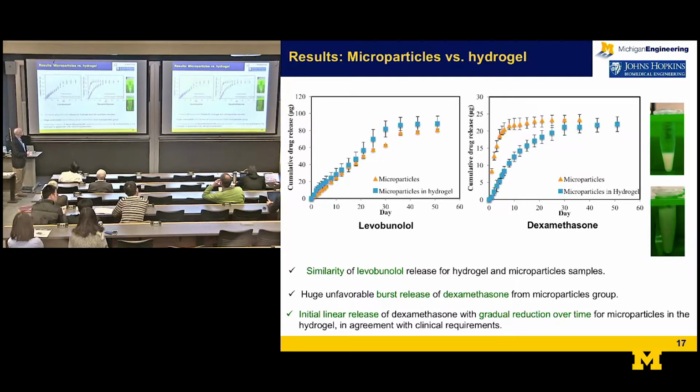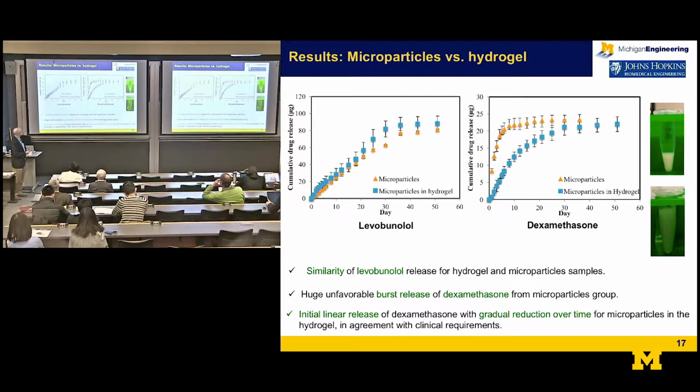So without the hydrogel, you get this burst release, very rapid release, too fast, and then you've lost most of it. But with the hydrogel present, you slow this down to the desired rate. So this is very fortuitous that this is regulated by the hydrogel.